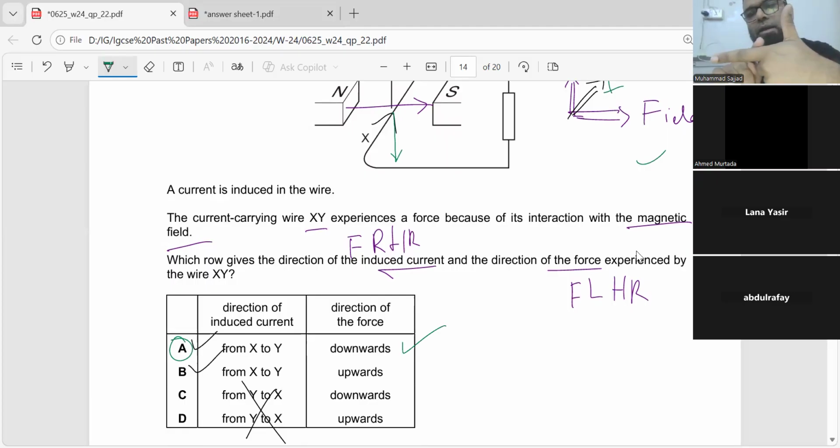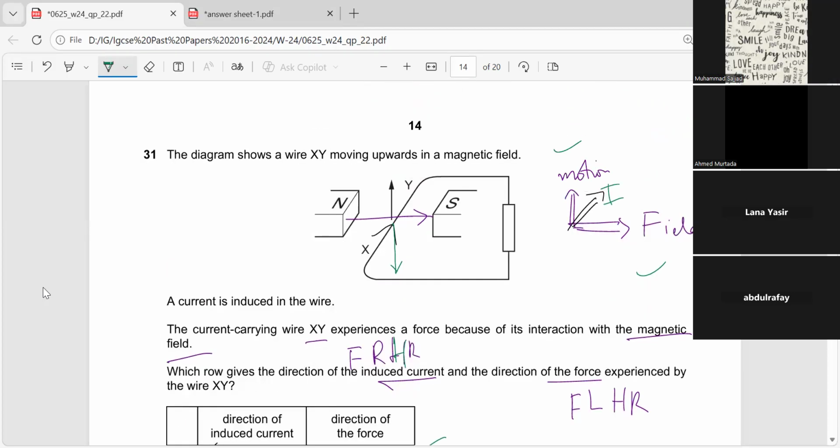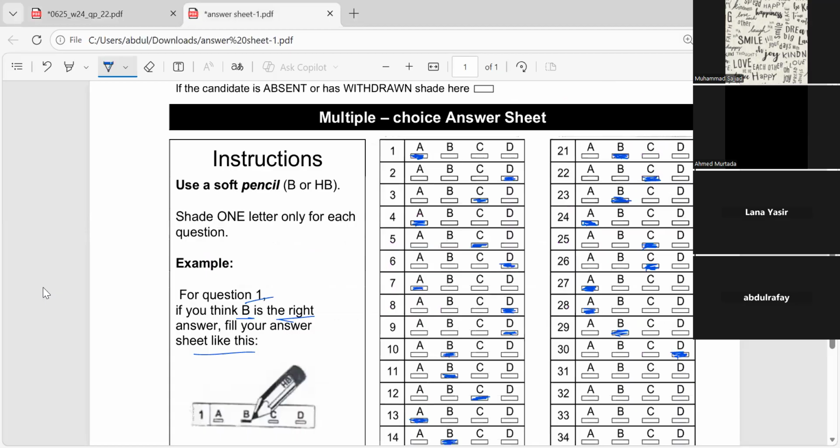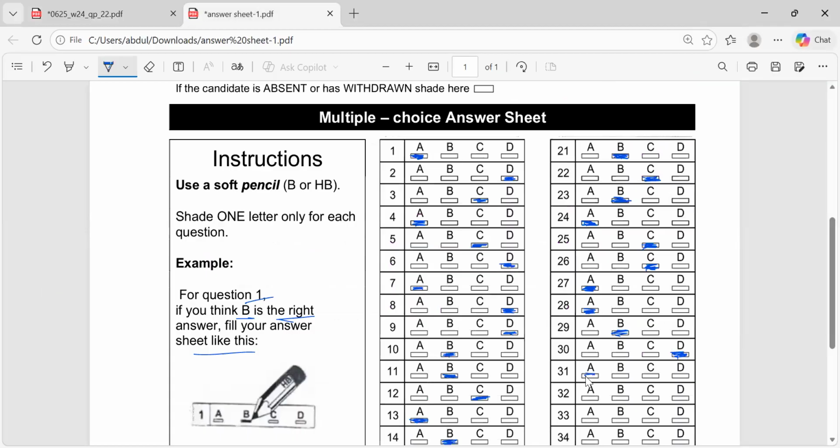Again, Fleming's left hand rule. See, north to south. Direction of current is pointing towards me. When I make it towards the screen, like from X to Y, see the direction of thumb, my dear friends. It is going down, so direction becomes downwards. This is a unique question, by the way, and only once has it come, where we need to apply both the rules: Fleming's left hand rule for the direction of the force and Fleming's right hand rule for the direction of induced current. So answer for 31, my dear friends, is A.